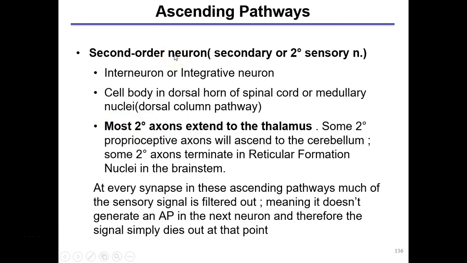So, but most of these second order neurons, sensory neurons, enter an ascending tract and will carry their information upwards through the spinal cord and will extend up to the thalamus. Some of the secondary proprioceptive axons, those that are in, for example, spinocerebellar tracts, do not ascend to the level of the diencephalon, but they instead will be relayed directly into the cerebellum. Much of the proprioceptive input will go directly either to vestibular nuclei or to the cerebellum instead of to the thalamus. And there are a large number of these secondary sensory axons which terminate in reticular formation nuclei in the brainstem.